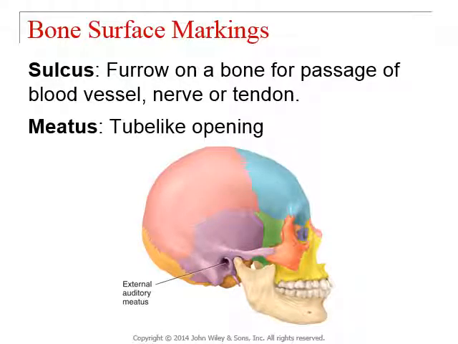A sulcus is known as a furrow on a bone or passage of blood vessel, nerve, or tendon. Oftentimes we find this on the femur or the humerus or on the inner portion or the deepest portion of some of the cranial bones. A meatus is a tube-like opening.